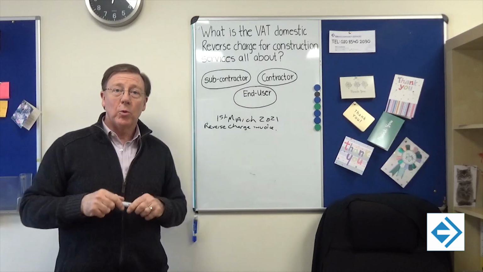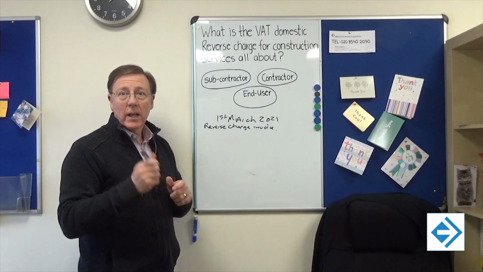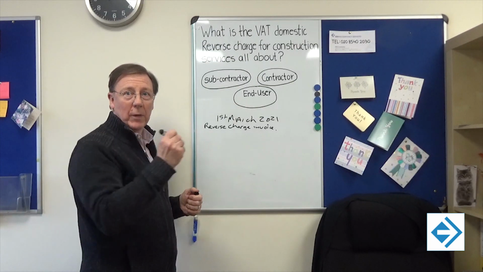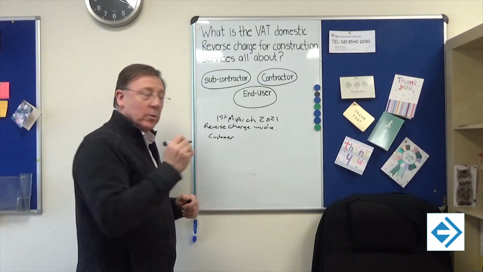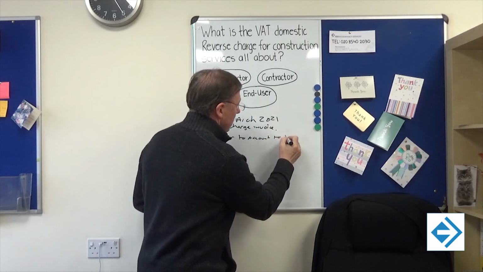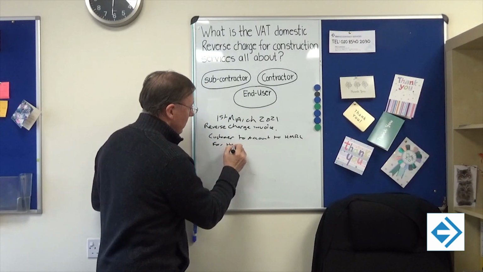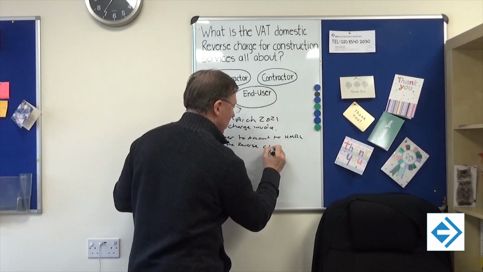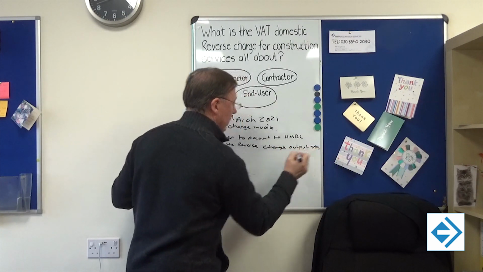And also it's important on the invoice that he uses the following terminology. It says: customer to account to HMRC for the reverse charge in output tax.